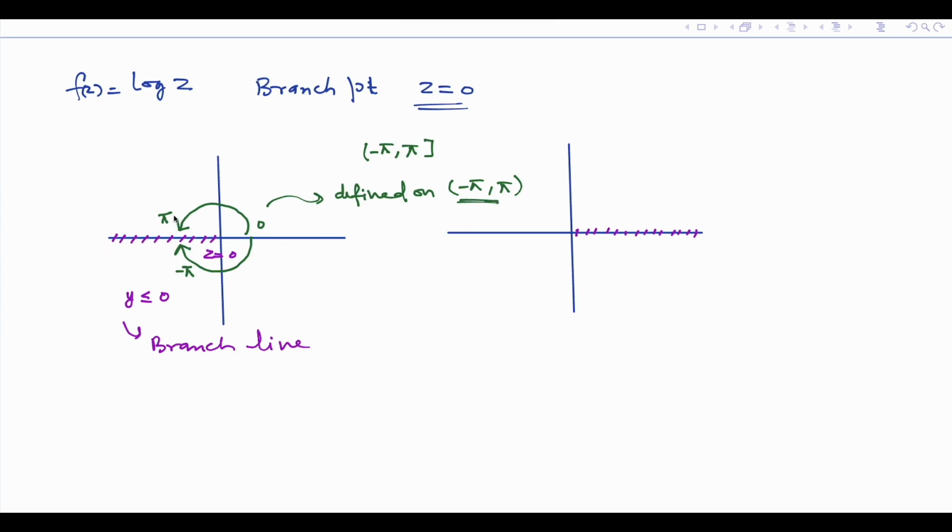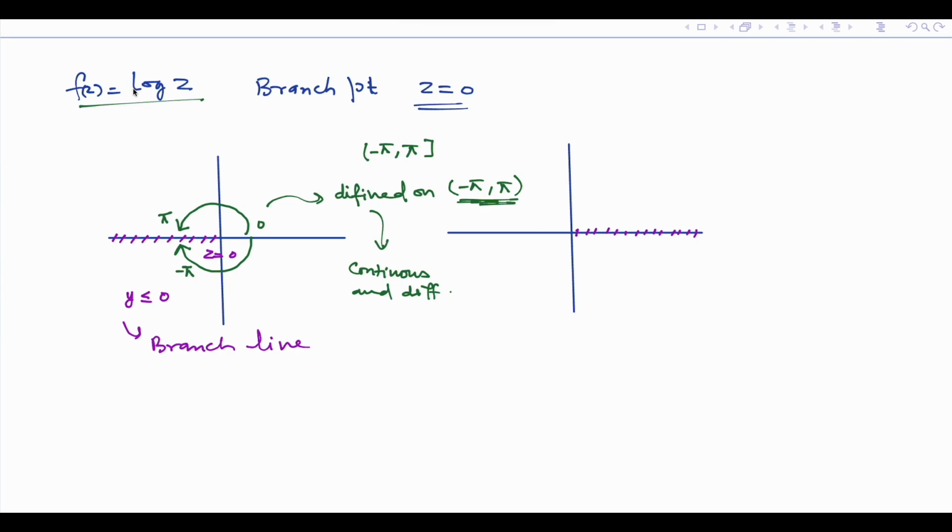So in this interval, if you are not touching the branch line and the branch line is removed, then this logarithmic z is going to be defined, continuous, and even differentiable as well. If you define it in this branch, minus pi to pi, this is called the principal branch.